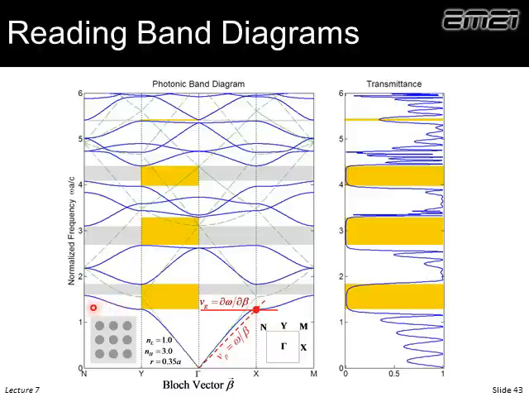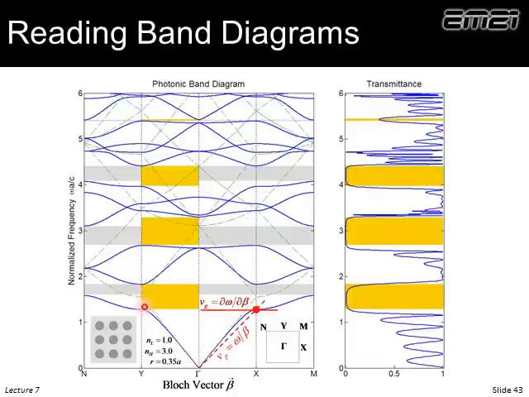The next thing we can look at, we can identify bands that go all the way across where there are no bands. So no blue line crosses in this gray region. We would call this gray region a complete photonic band gap. And there's another one up here that's even wider. No bands, that's a complete band gap. Another one up here, a really skinny one here, and there probably isn't any more, but in principle, I guess there could be.